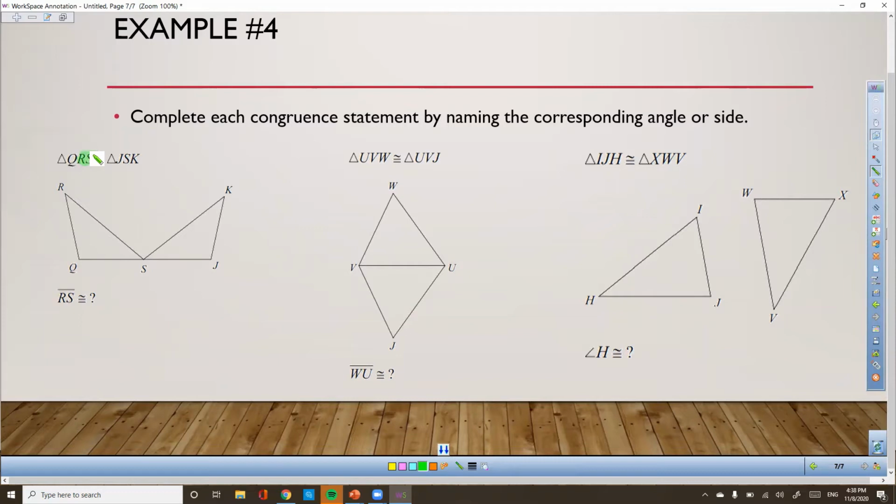Well, what side of the other triangle is going to be congruent to side RS with the same 2 letters that are on the end, SK? So I already know that side RS is going to be congruent to side SK. And that will be my answer.